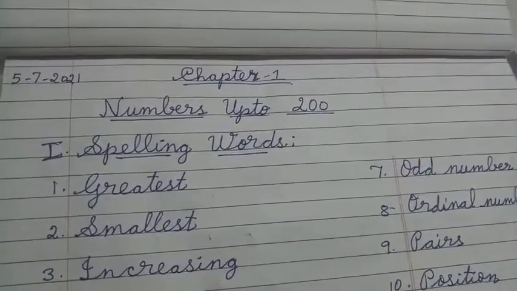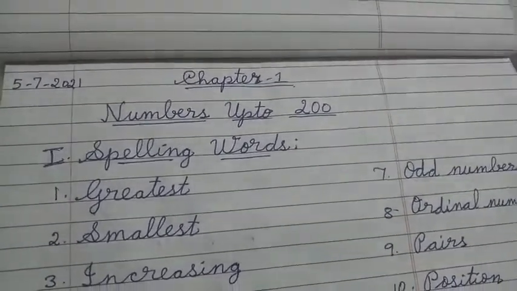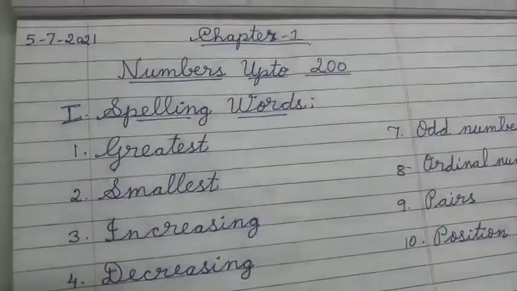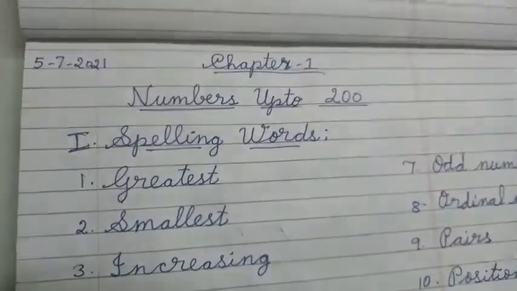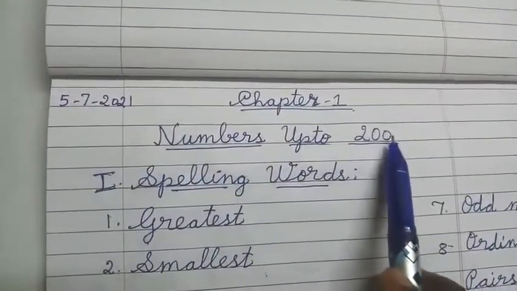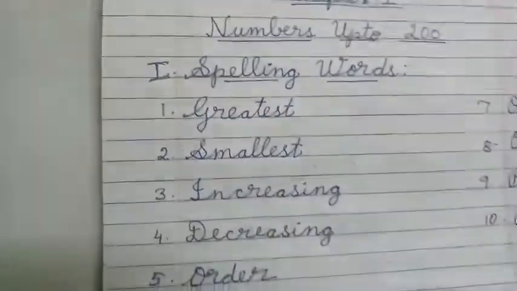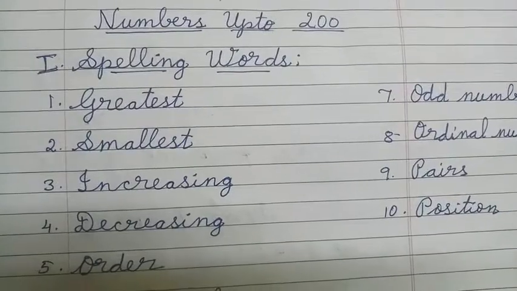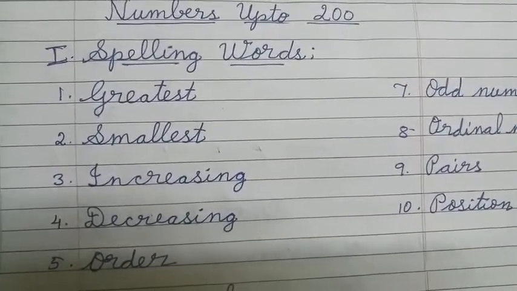The mathematics notes, I think you have already written in your notebook. In the Zoom class also, I gave this spelling test. Chapter 1, the topic is numbers up to 200. We studied these spelling words thoroughly and you already wrote the test.